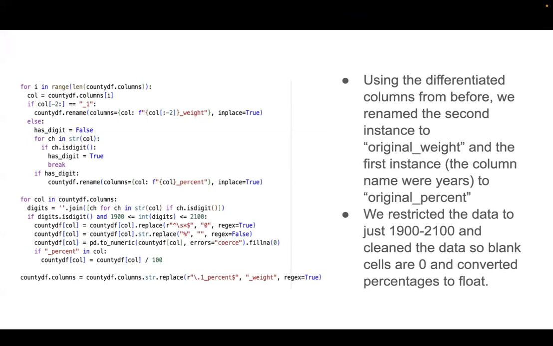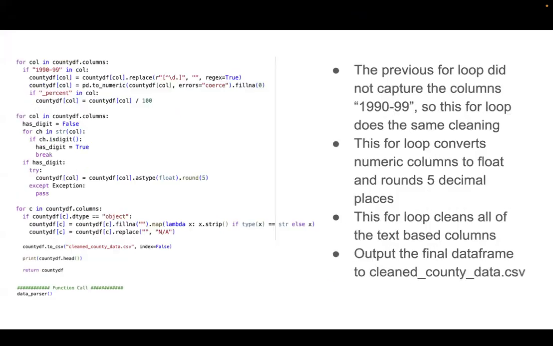And we restricted the data to just 1900 to 2100. So those are the years that we were looking at. And we converted blank cells to zero and percentages to floats. Then the previous loop did not capture the column 1990 to 99 due to the dash 99, so we did another for loop for that cleaning. Then we rounded all of the floats to 5 decimal places, cleaned the text columns, and finally output it as a CSV.